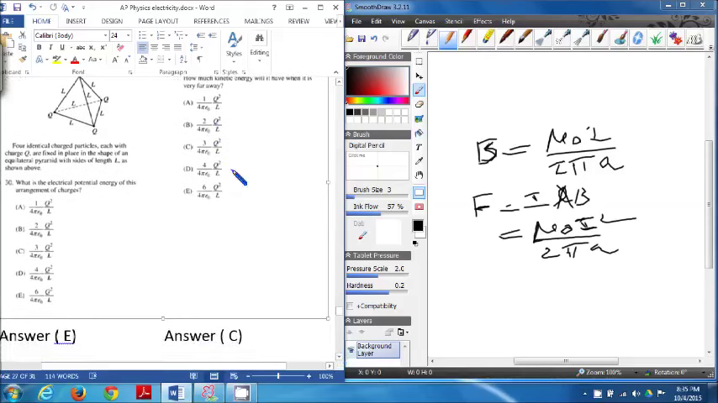That is basically we have applied the conservation of energy. In the original configuration, the total energy is potential. In the new configuration, it is part potential and part kinetic energy. So conservation of energy gives us this answer, which is C.